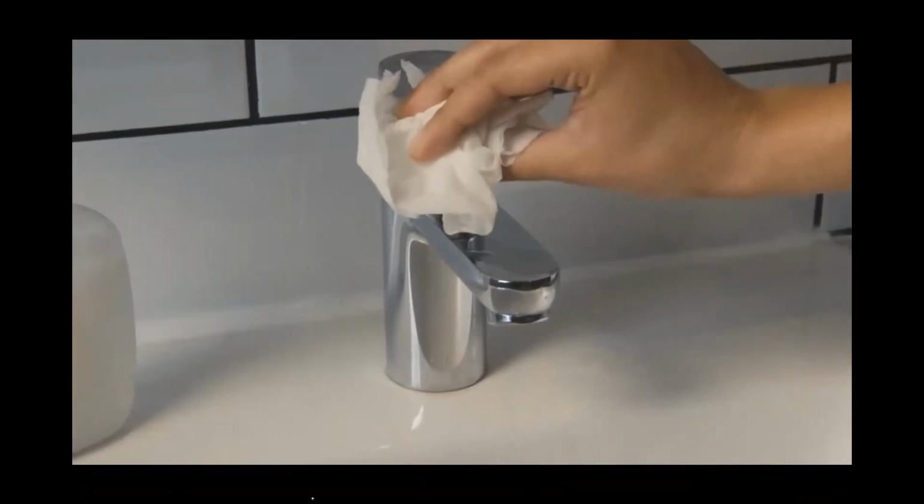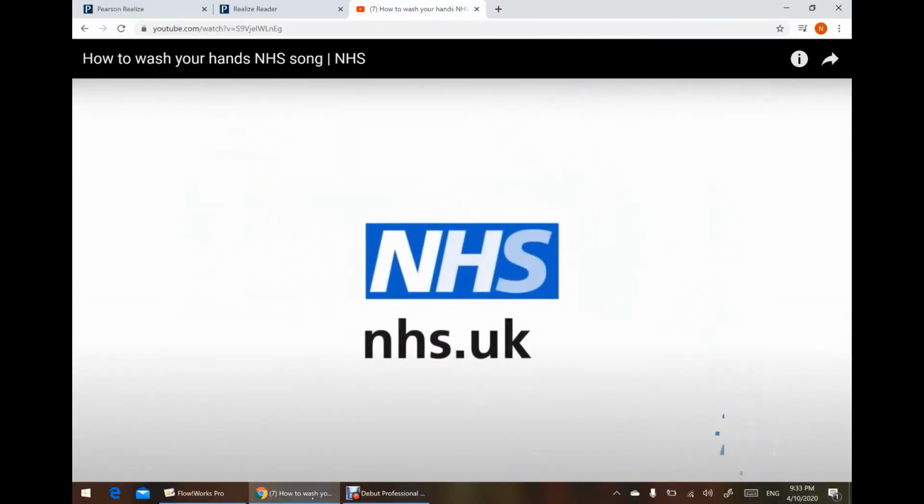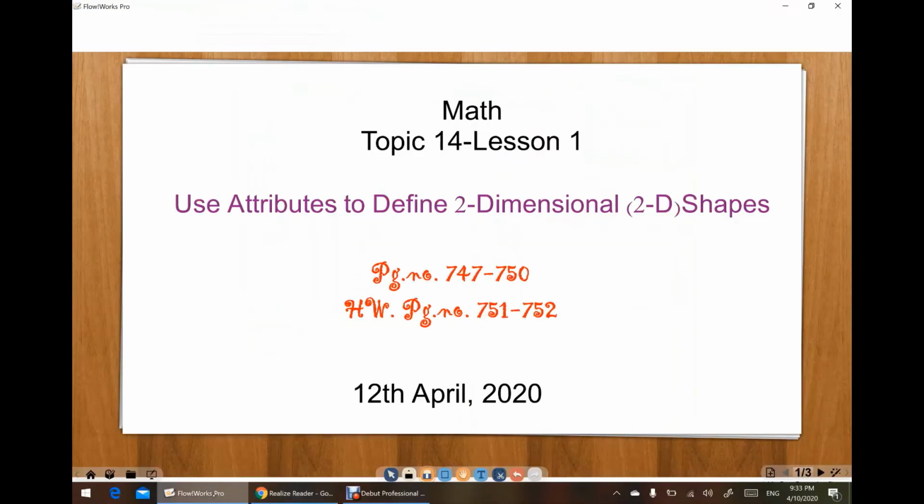Okay, that's great. So now all of you know how to wash your hands. Kids, I want all of you to keep washing your hands for at least 20 seconds. Stay safe and keep yourself clean and your surroundings clean. So let's come back to our lesson.